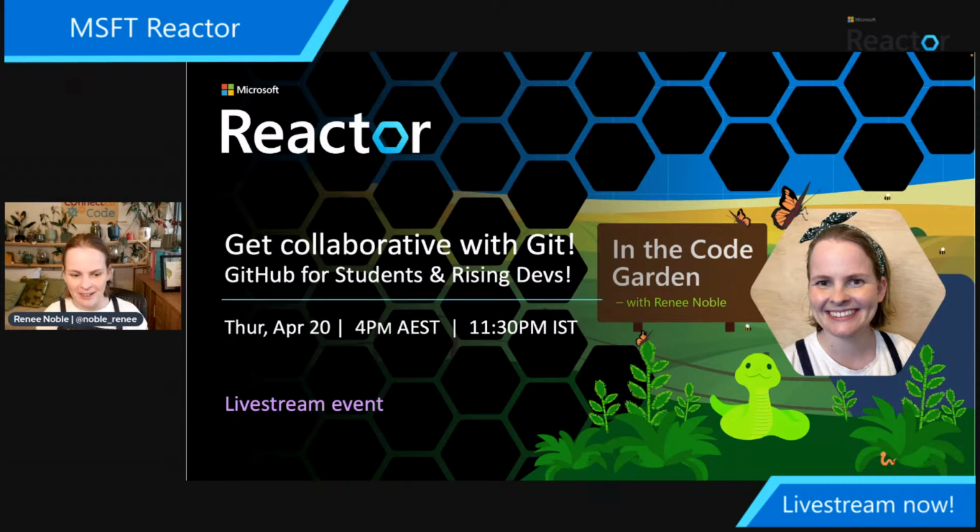I'm Renee Noble, the Regional Cloud Advocate for the Australia-New Zealand region, and I'm excited to be here today to talk to you about Git, again, for episode 2, our GitHub for students and rising developers. If you don't know what a rising developer is, it's you. It just means anyone who wants to learn and get to the next spot in their career or learning journey or anything. And today, to get there, we're going to be talking about how to get collaborative with Git.